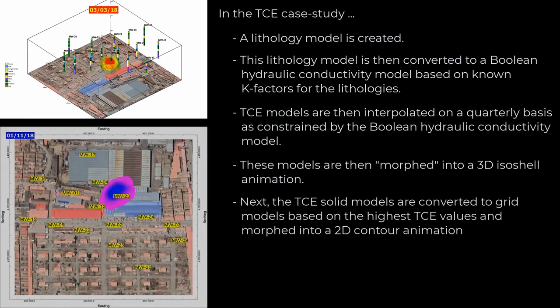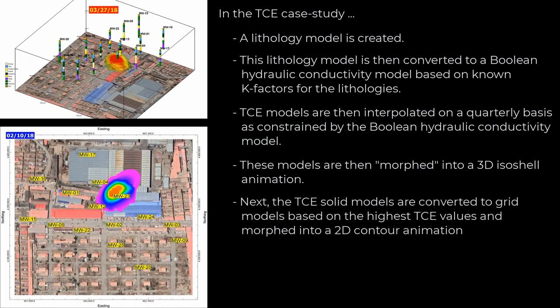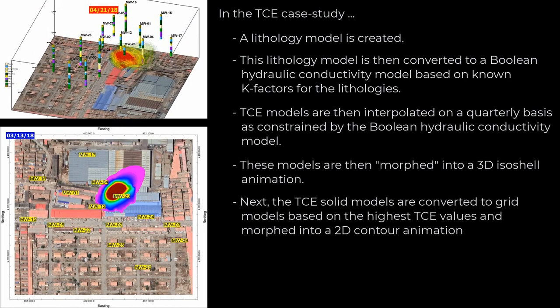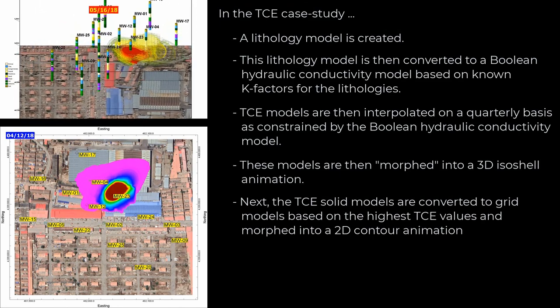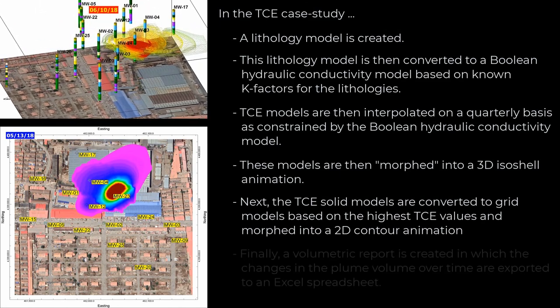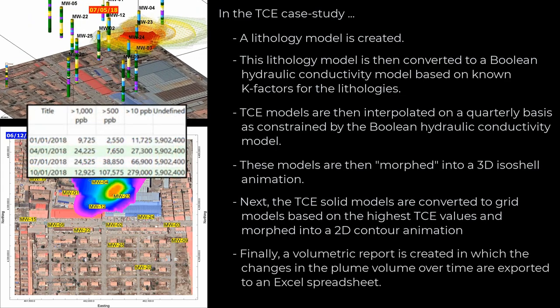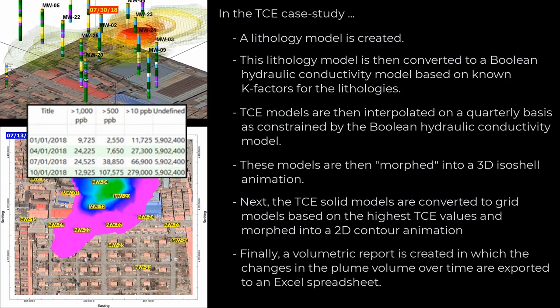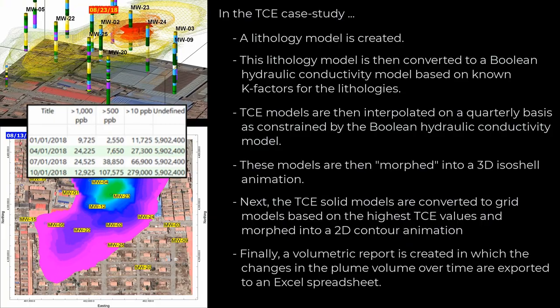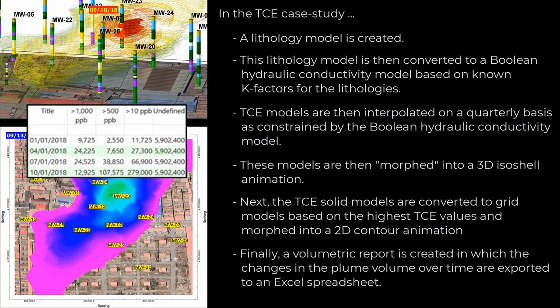Next, the TCE solid models are converted to grid models based on the highest TCE values and morphed into a 2D contour animation. Finally, a volumetric report is created in which the changes in the plume volume over time are exported to an Excel spreadsheet.